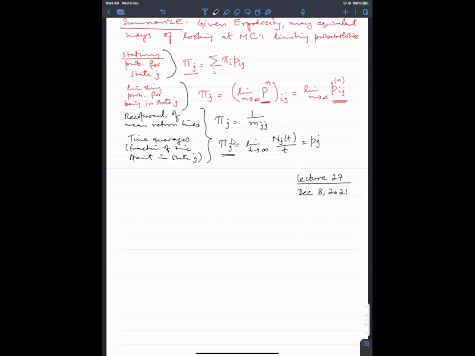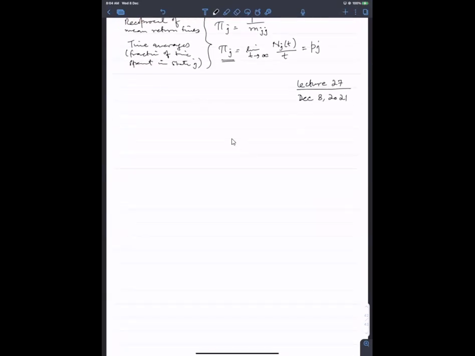So two different things. You look at the Markov chain, what is the probability you will find the Markov chain in state j? That's one thing. And in the long run, how much time do you see a Markov chain spending in that state? These two would be equal. These two views will be the same.